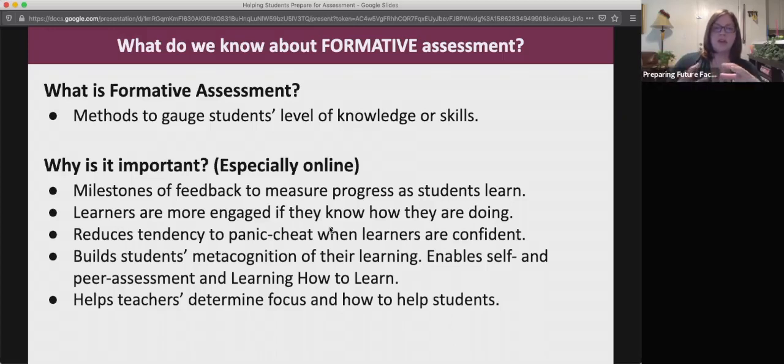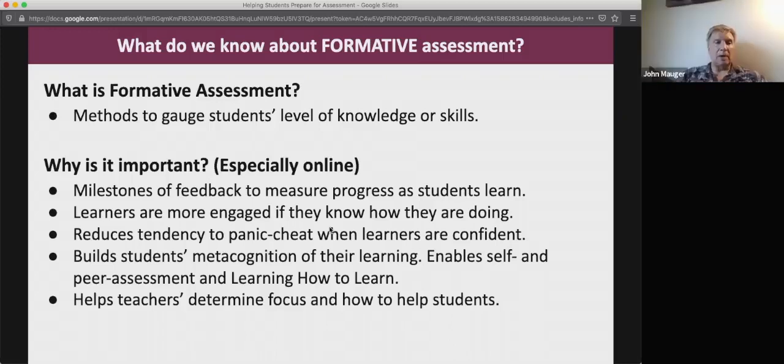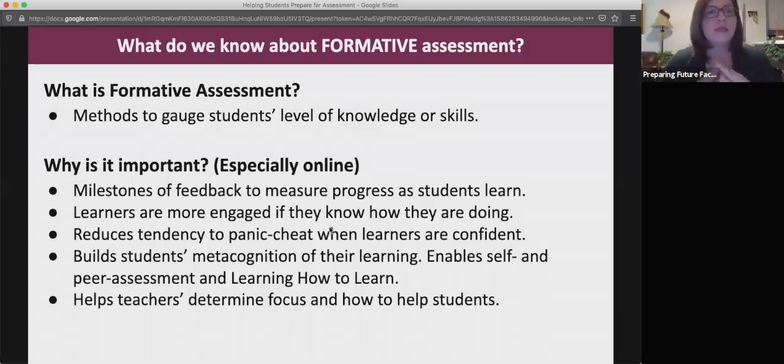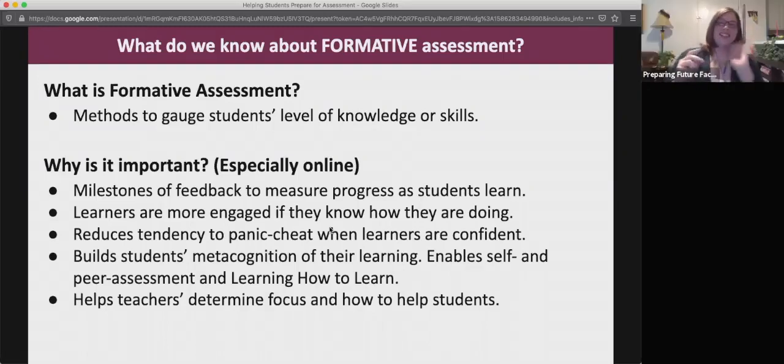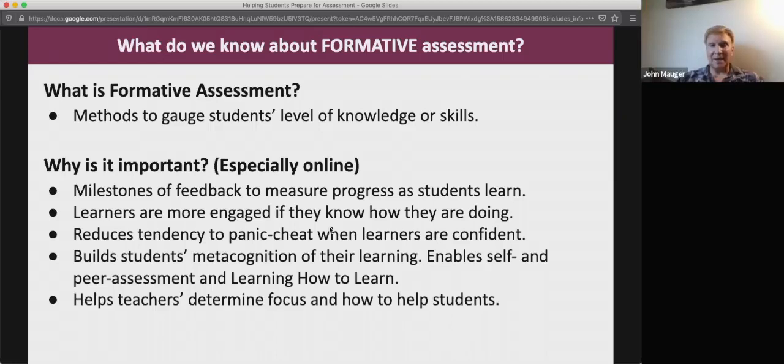Any questions about what is formative assessment at this point, or why it's important? Yes. So this is a comment. Although you could say it's a question, what I'm picking up from you is that formative assessments are more for the teacher in order to help them help the student learn. Is what I'm picking up from what you're saying.